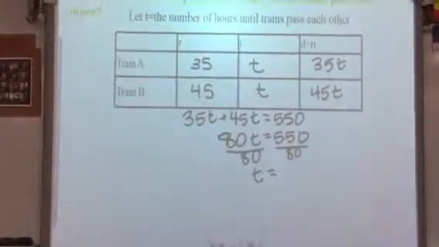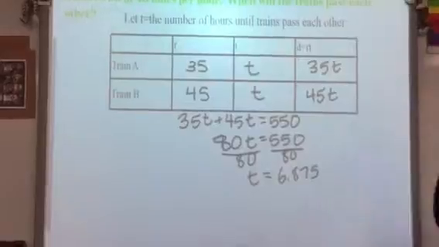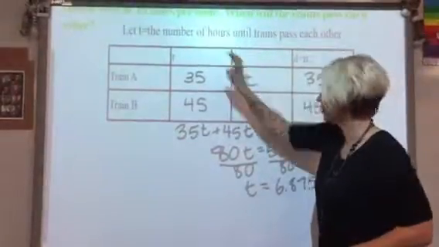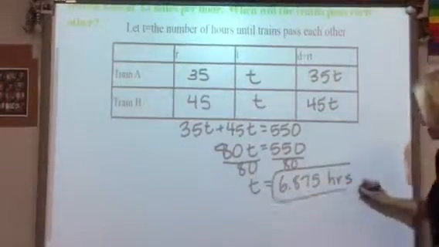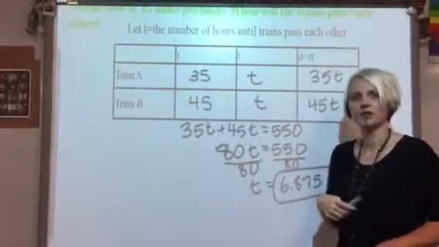And we get t is equal to 6.875. Now t is the time it would take for them to cross each other, and it's in hours. So it would take 6.875 hours until they would pass each other. And then I'll give you a table problem with distance, rate, and time in your notes to practice.